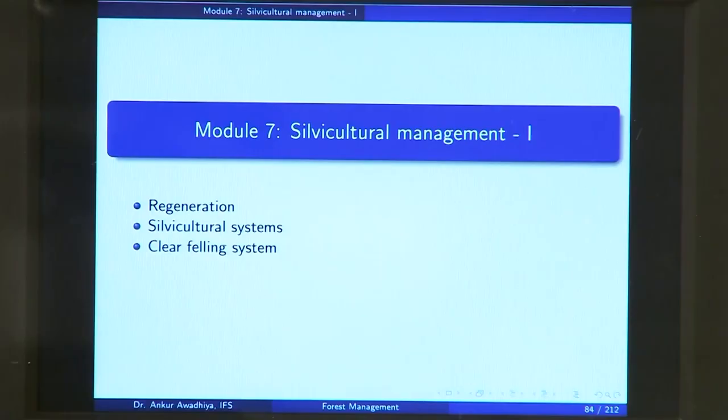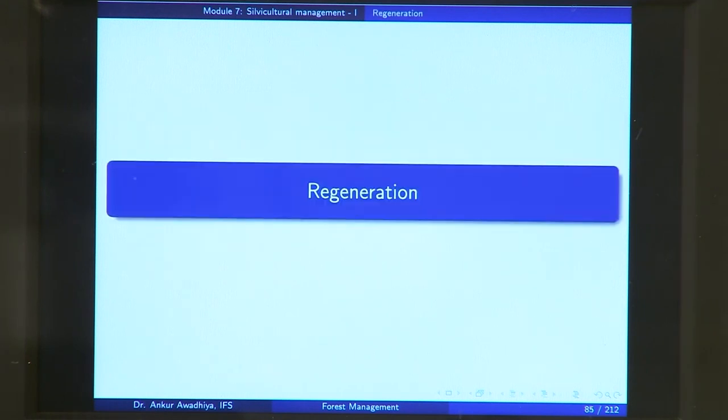Namaste. Today we begin a new module, which is Silvicultural Management. This module has three lectures: Regeneration, Silvicultural Systems and Clear Felling System. So, we begin with the first lecture, Regeneration.